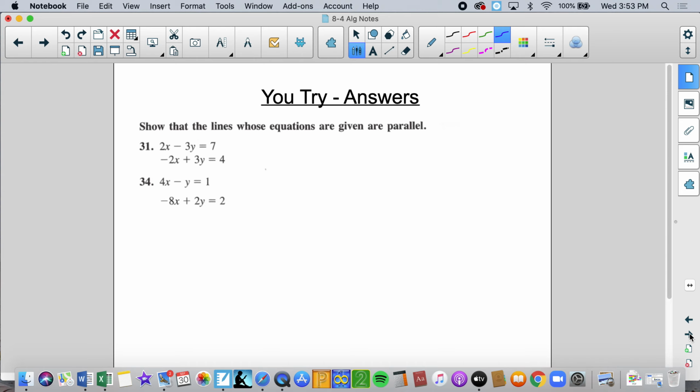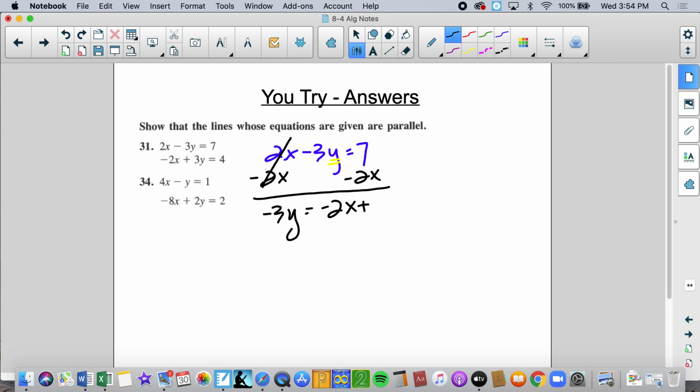All right, so the first thing we want to do is take each equation and isolate y. We're going to get y by itself. Now we see the importance of knowing how to move variables and other items across the equation. Divide by negative 3, divide by negative 3, divide by negative 3. We get y equals positive 2/3 x minus 7/3. So we see that the slope of this line is 2/3.